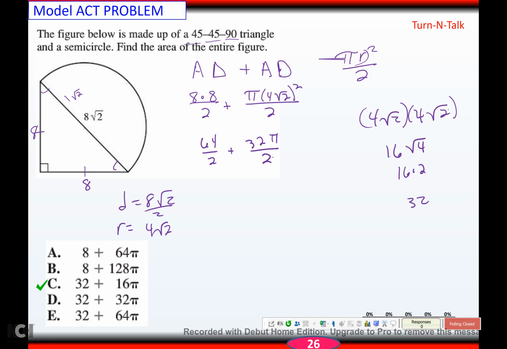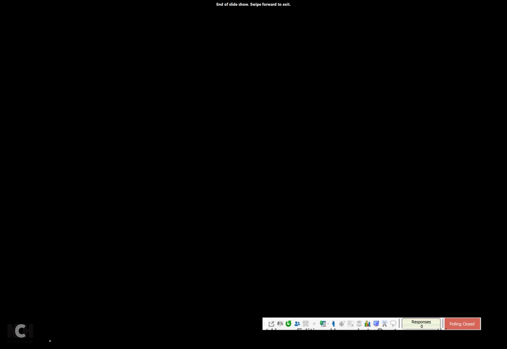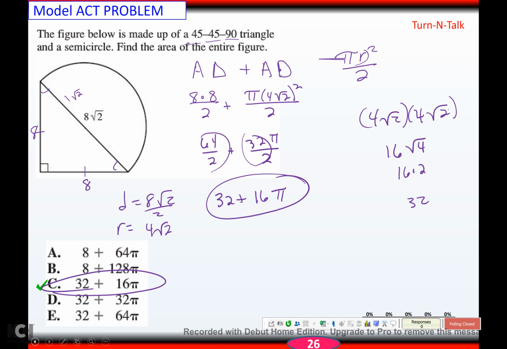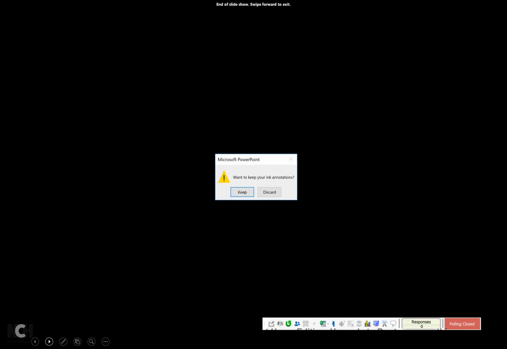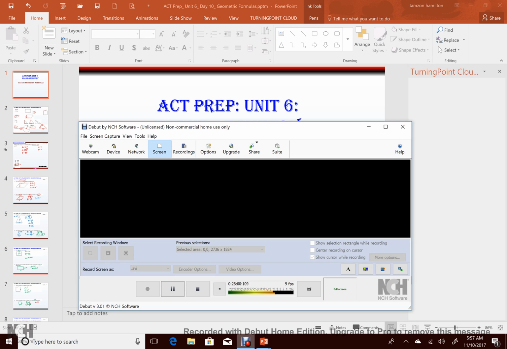Since the denominators match, or you could simplify first, it doesn't matter. 64 divided by 2 is 32. 32 divided by 2 is 16 pi. And that's where they came up with that. Okay, and that does it for day, whatever we're on, 10. And I will see you next time for day 11.